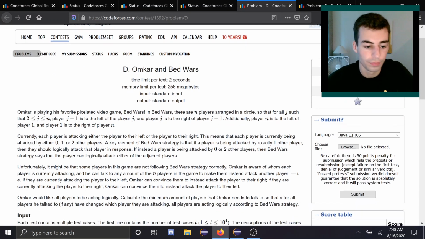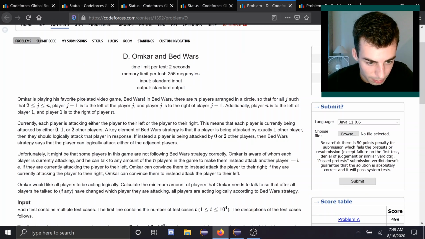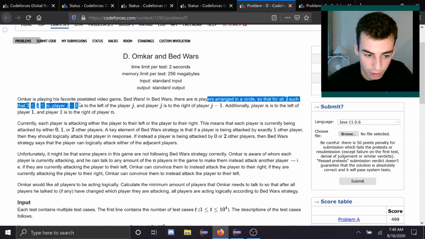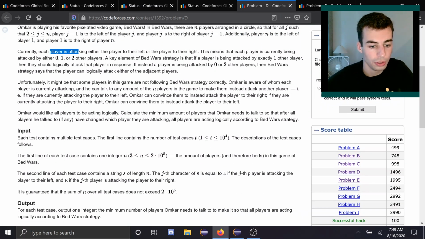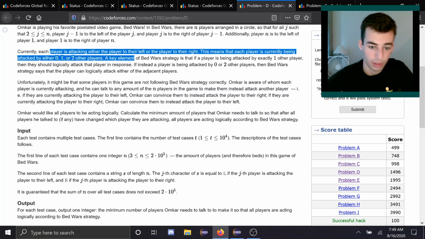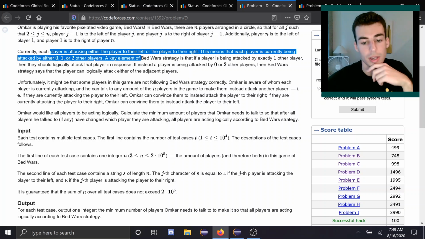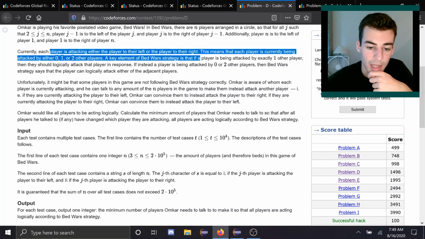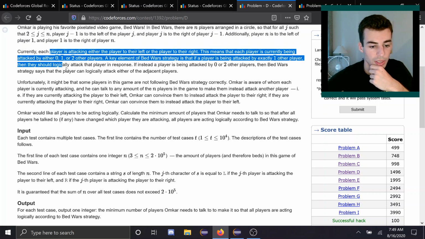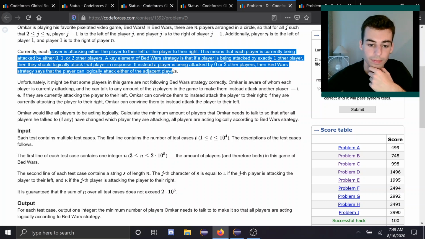Alright, on to D. He's playing his favorite pixelated video game. There are n players in a circle. Yeah, okay, they're in a circle. Currently, each player is attacking the player to their left or the player to their right. Key element is that if a player is being attacked by exactly one player, then they should logically attack that player in response.